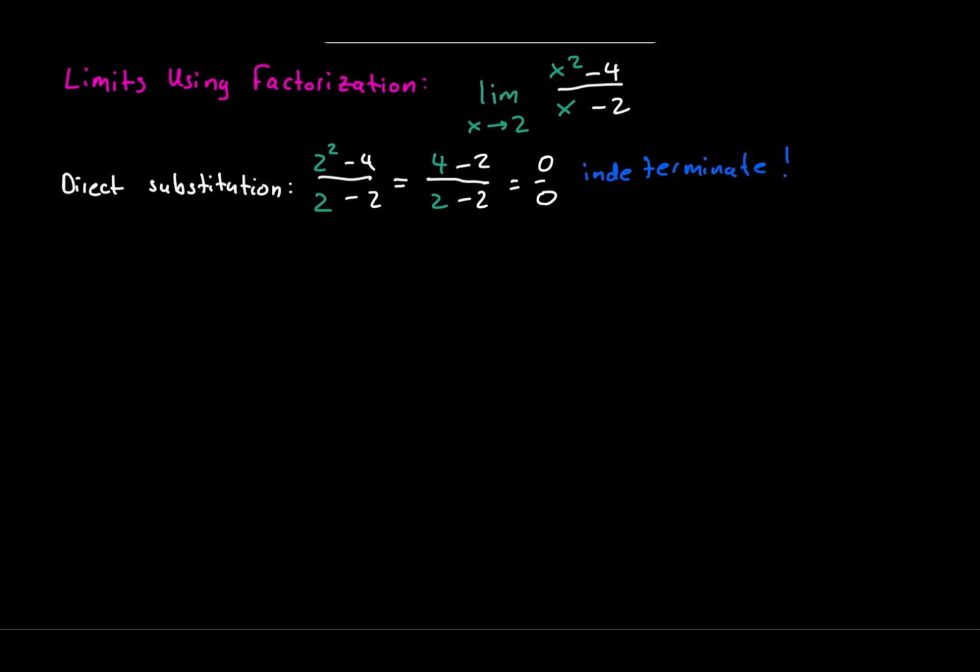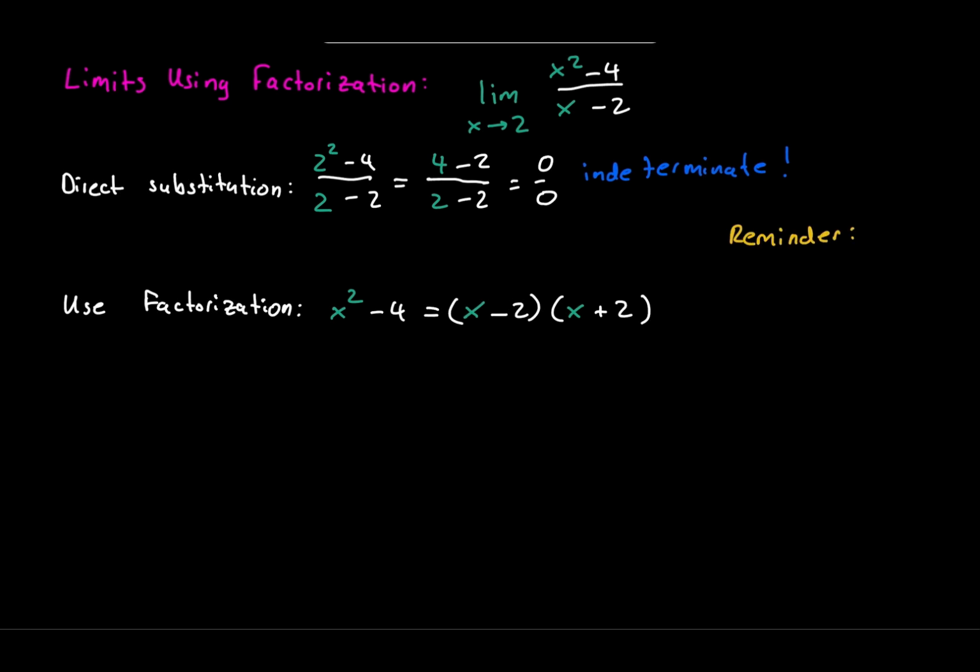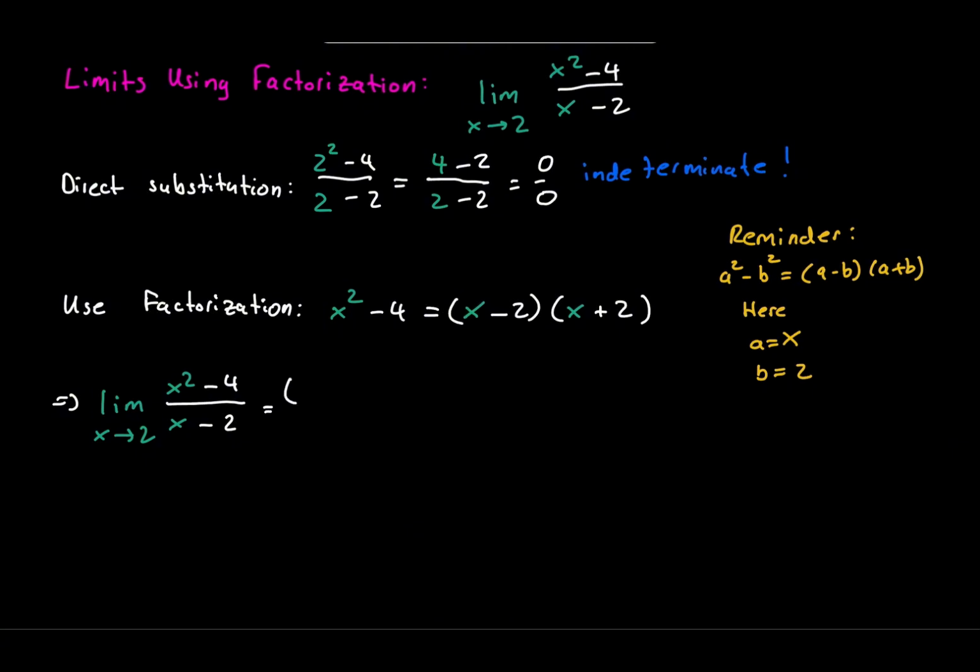Now we look at the numerator. x squared minus 4 is a difference of squares, so we can factor it as (x minus 2) times (x plus 2). Now rewrite the fraction. We get (x minus 2) times (x plus 2) over (x minus 2). Now we can cancel the common factor x minus 2. So the expression simplifies to x plus 2.